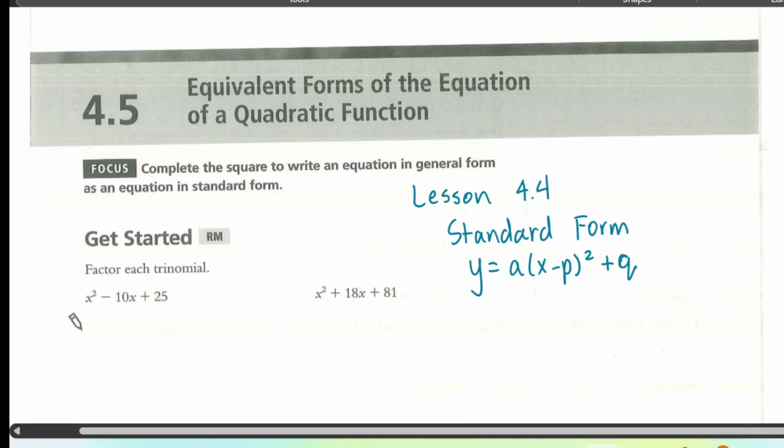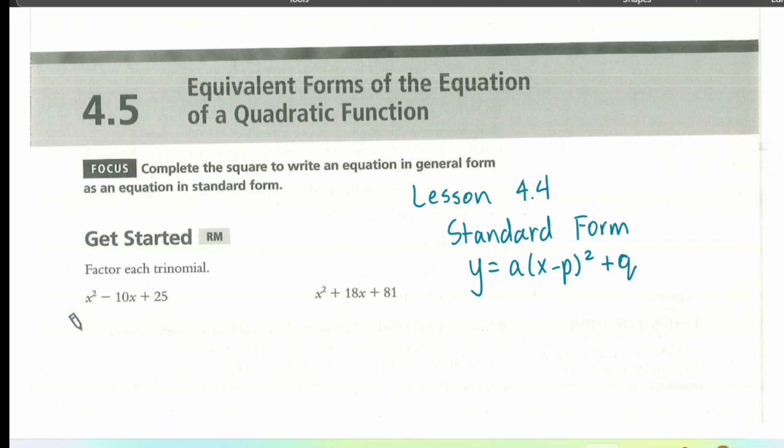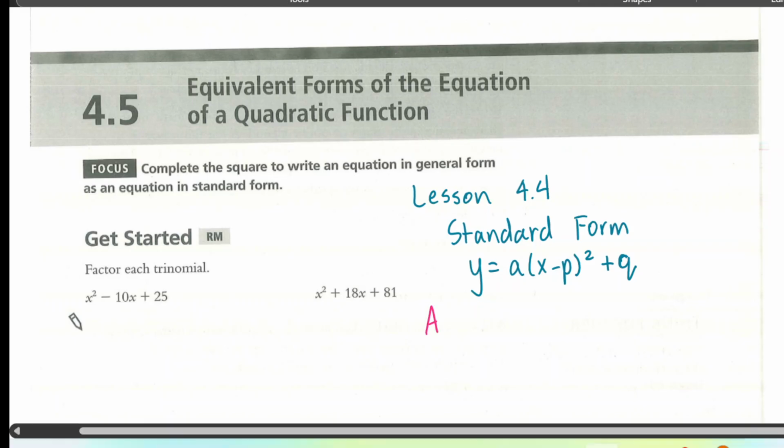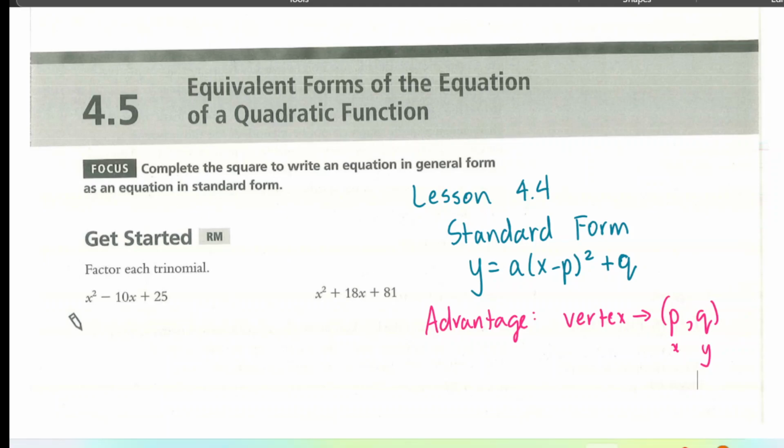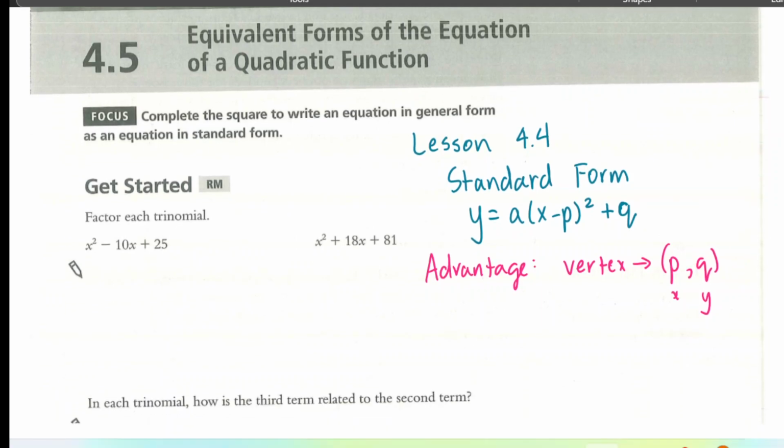So standard form looks like this, and the advantage of standard form is that we can see the vertex, just straight by looking at the equation. So it's the coordinates p, q. The p coordinate is the x coordinate, and then the y is the q in the equation. So that's the advantage of standard form. Sometimes people call that the vertex form just because you can see the vertex.